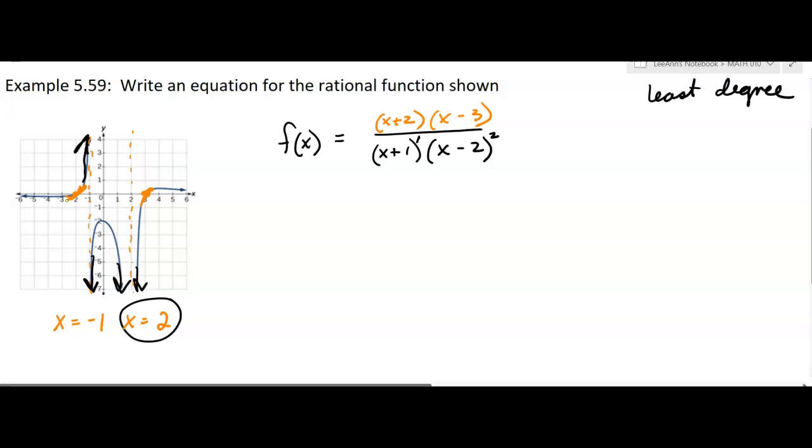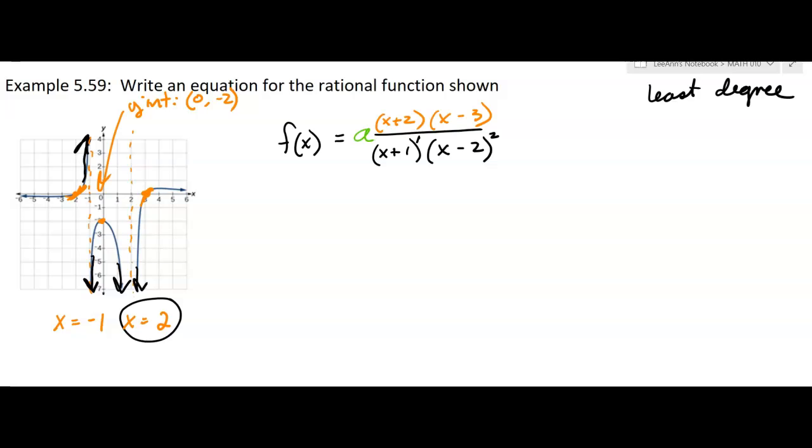So I'm close to being done. The only thing I haven't used is the y-intercept. And I know the y-intercept is (0, -2). Now, what I have to consider is there could be some factor of a in here, some constant that I'm not recognizing. And so I have to put that in and solve for it. But I can do that because I know the y-intercept.